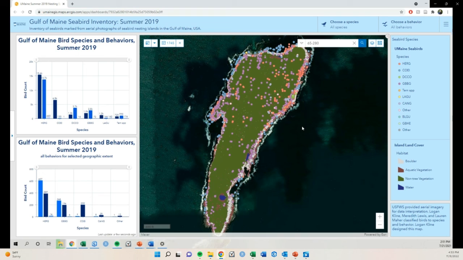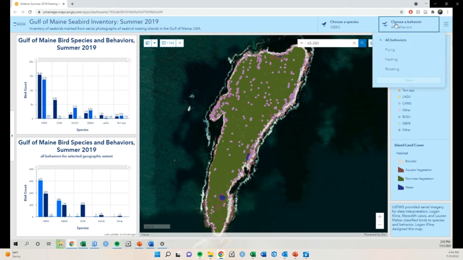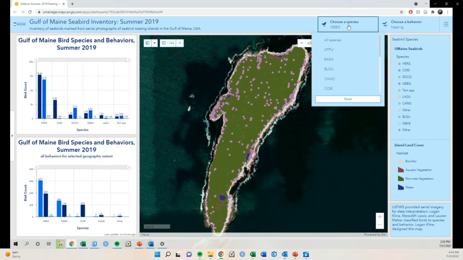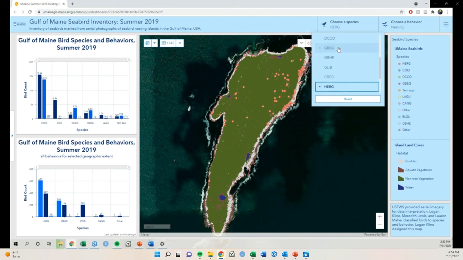For example, if I only wish to see where nesting great black-backed gulls are on Damariscove, I can filter for that using these category selectors up here. So great black-backed gulls, and we're only looking at the nesting birds. Then I could see where herring gulls are in comparison. So change this to herring gulls. And you can see a dramatic difference in where the herring gulls are utilizing the land to nest on Damariscove Island versus where the black-backed gulls are using the same land.